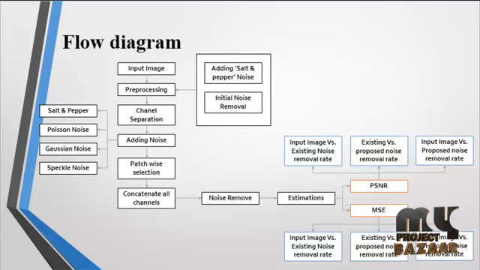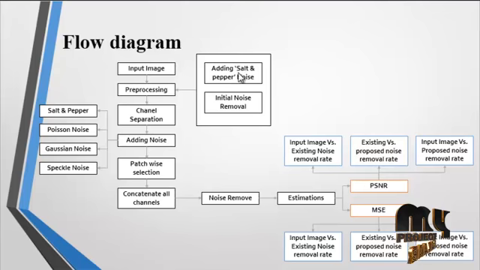Now we are going to discuss the flow diagram for the process. At first the input image is taken from the database. The database is the folder which consists of several input images. After getting the input image from the dataset, the pre-processing is carried out. In the pre-processing steps, we initially add and remove noise from the image.